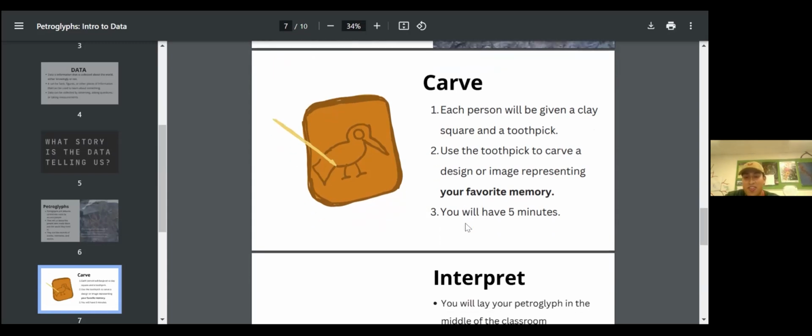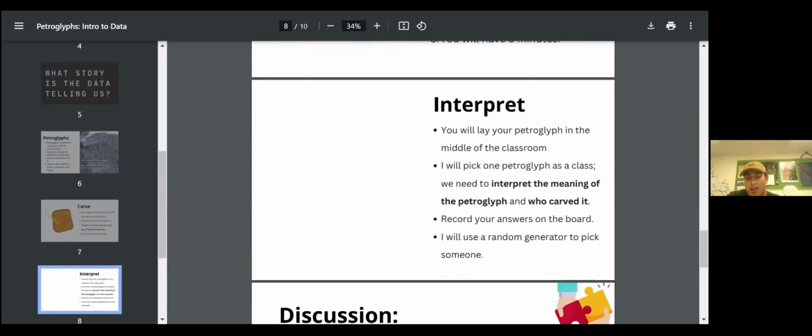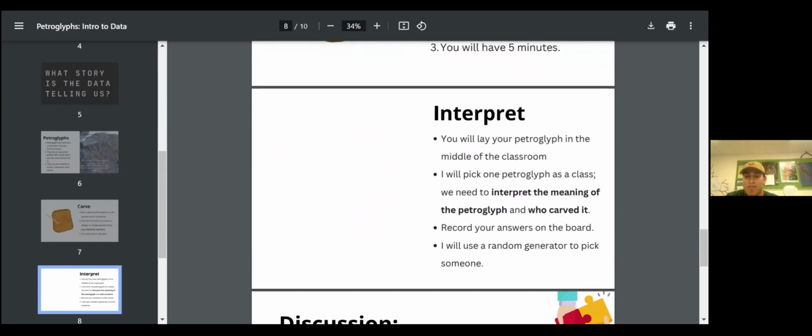So then after carving, this one we call interpret. I had them lay their petroglyphs in the middle of the classroom. If you go in my classroom, in the middle of the classroom, they're all the petroglyphs. And during this time, I told them they could not talk or show each other what they did.